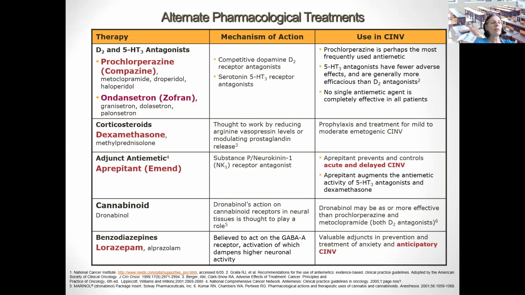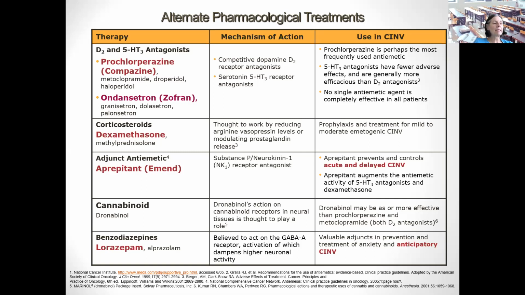So we give the antiemetics, and those we'll give before treatment and round the clock throughout the emetogenic potential of that drug. We also can give corticosteroids. Corticosteroids reduce vasopressin levels and prostaglandin release, and that has an antiemetogenic effect. So giving prednisone, Decadron, dexamethasone, those drugs can reduce the nausea.